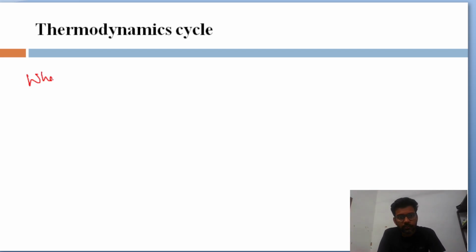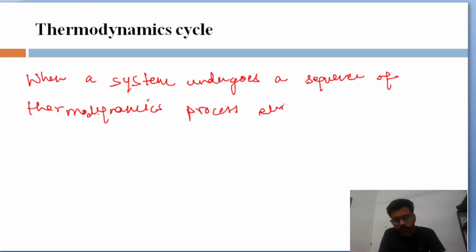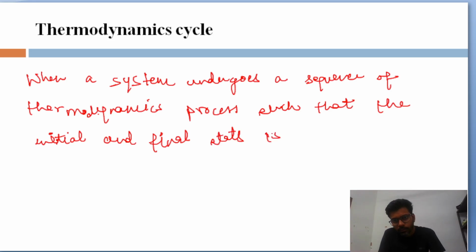So when a system undergoes a sequence of thermodynamic processes, such that the initial and final state is the same, then it is called a thermodynamic cycle.